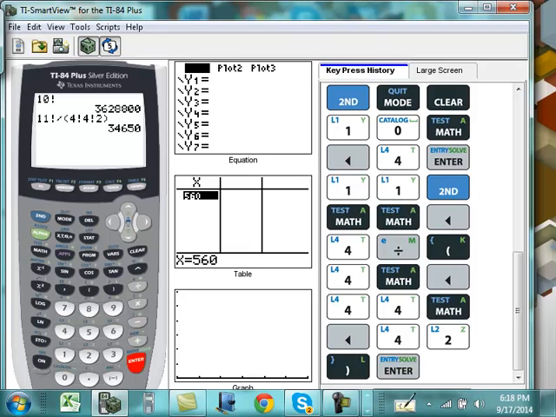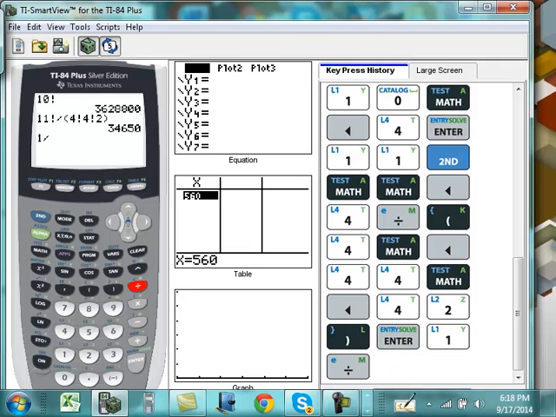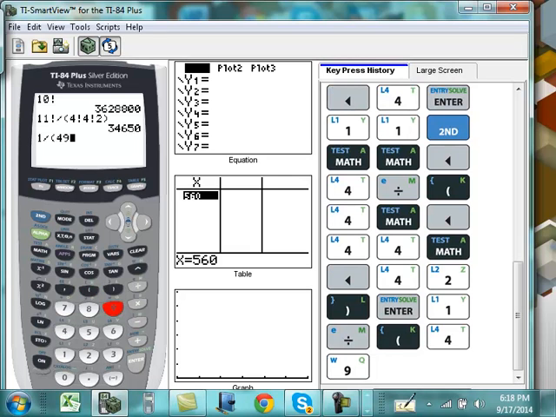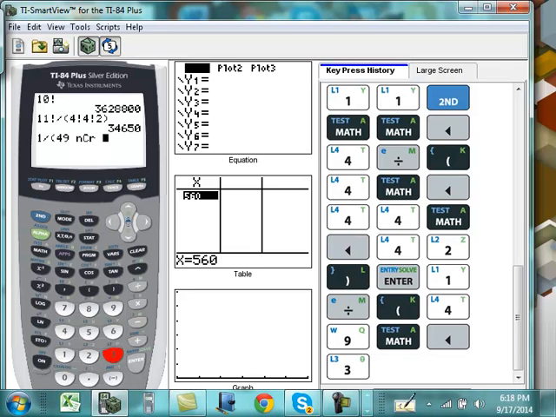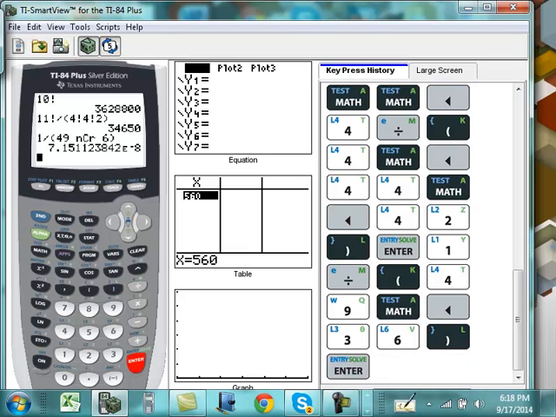Regarding the lottery, the probability of winning that lottery, where you had to choose 6 numbers from 49, the probability is 1 divided by 49 choose 6. So you want to do 49 choose 6. So you do 49, math, NCR, which is the third option in the probability menu, and then 6. So there's your 49 choose 6 in parentheses. And so it's a very small number. Don't ask me to write it as a fraction, but there it is as a decimal.